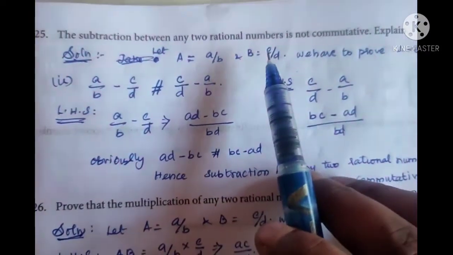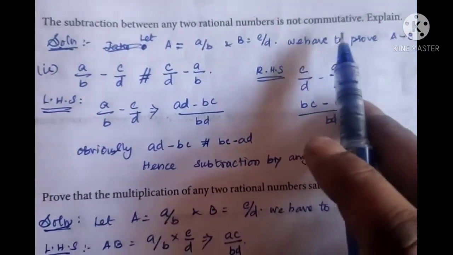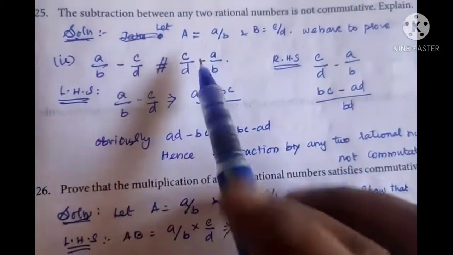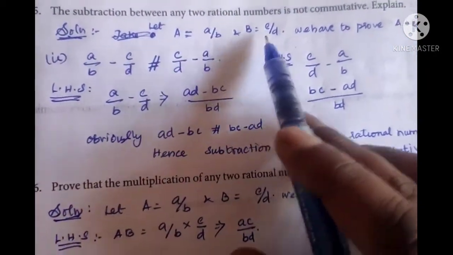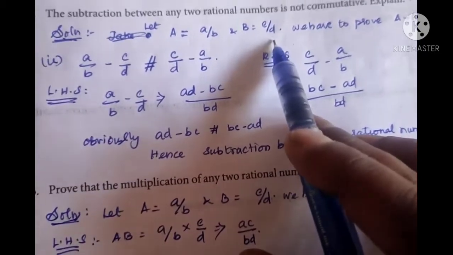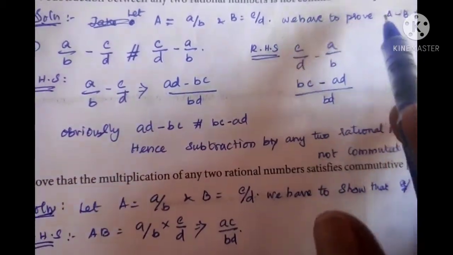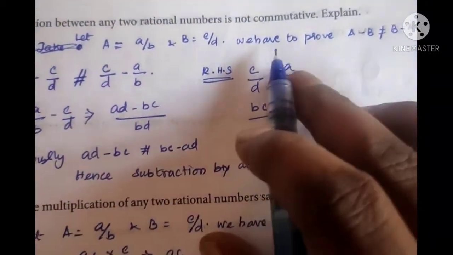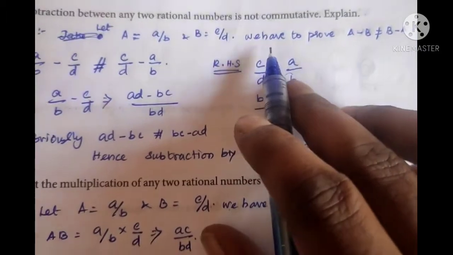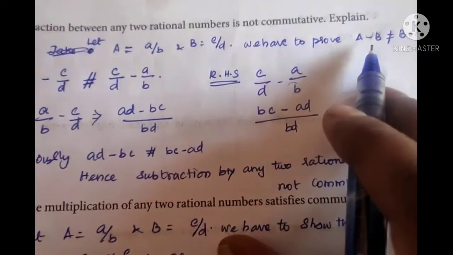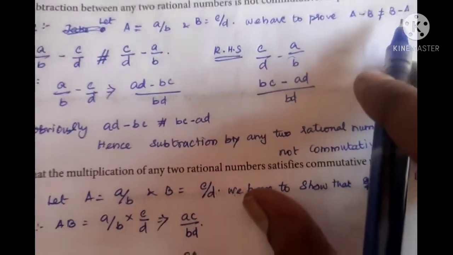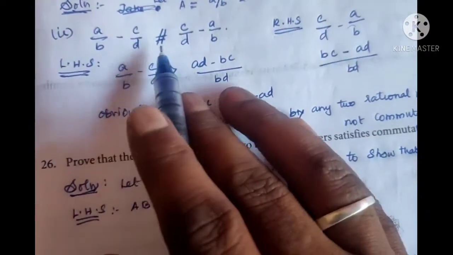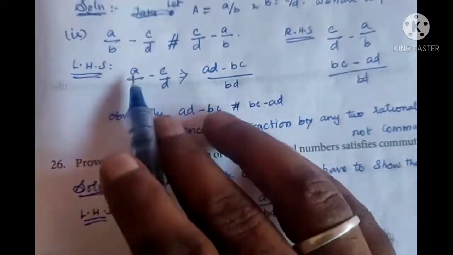Subtraction between any two rational numbers is not commutative. Explain. Solution. Let A equal to A by B and B equal to C by D. We have to prove A minus B is not equal to B minus A. That is, A by B minus C by D is not equal to C by D minus A by B.